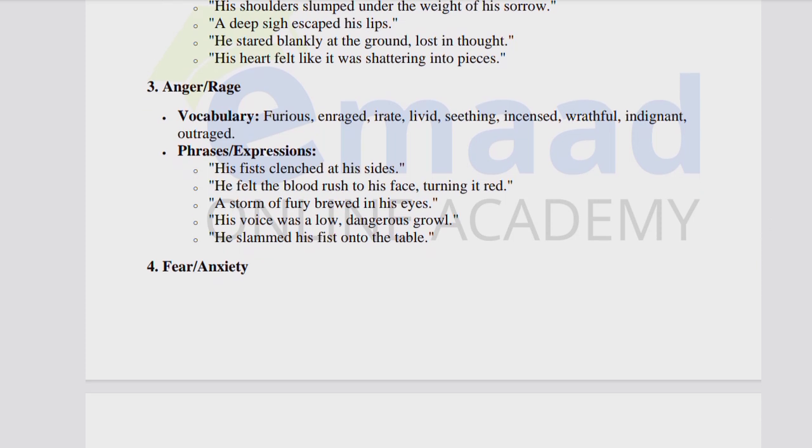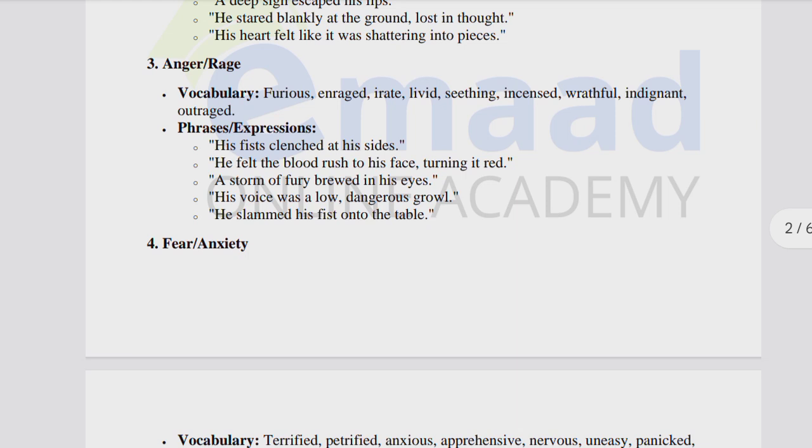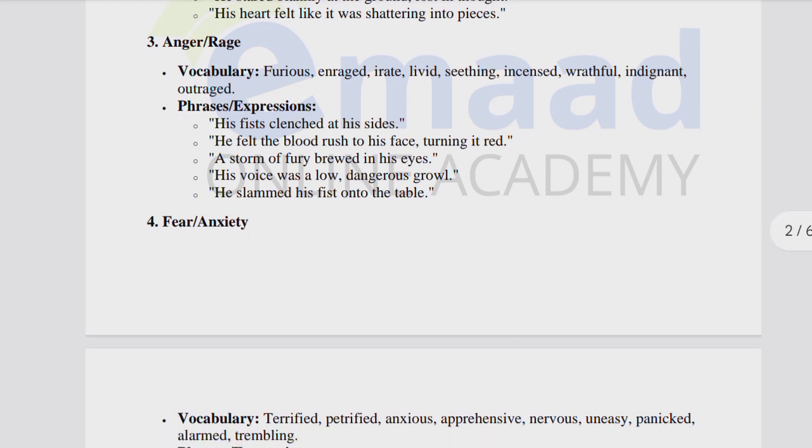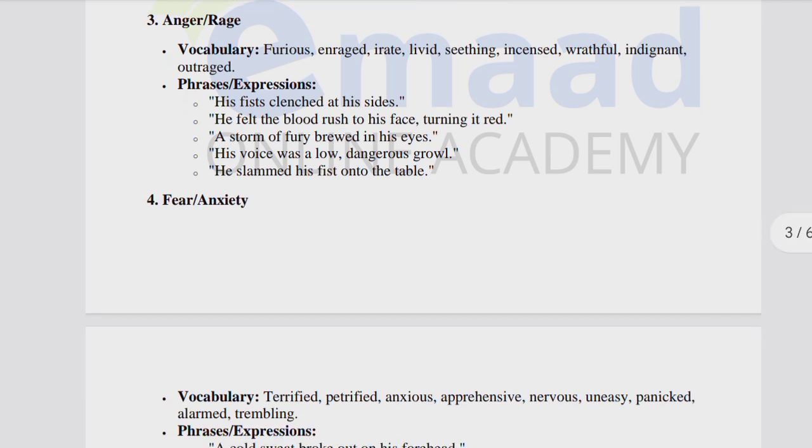Now let's see some vocabulary items to show the feelings of anger and rage. Furious, enraged, irate, livid, seething, incensed, wrathful, indignant, outraged. Here are some phrases and expressions. If you find these types of expressions in sentences in a story, it means that the character is in one of these feelings of anger and rage.